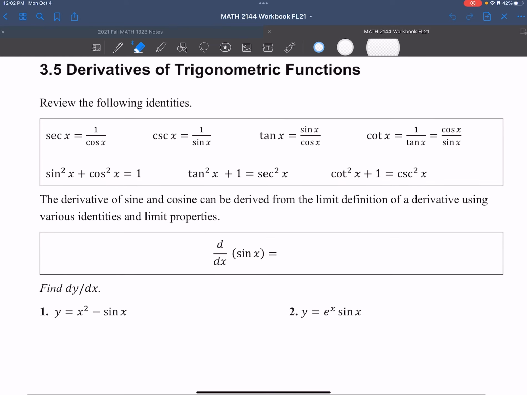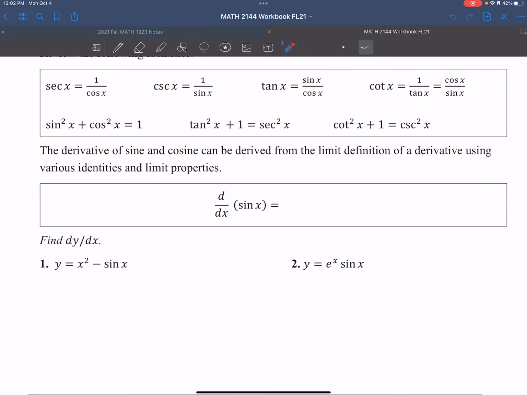A couple of identities to have in your mind as you go through this lesson are your reciprocal identities. So secant of x is 1 over cosine of x, cosecant of x is 1 over sine of x, and so on. And then you also have your Pythagorean identities. We talked about how to derive those earlier in the semester. So we're going to focus on the rules. I'll say a brief word about where they come from. And again, none of these are provided, so you will need to make sure you know them for the tests.